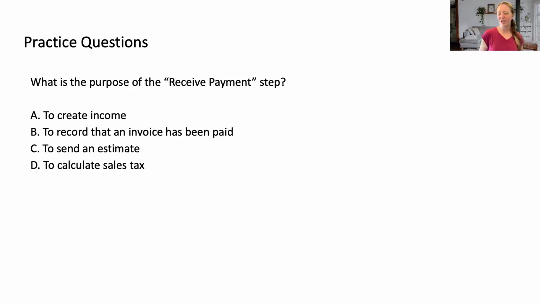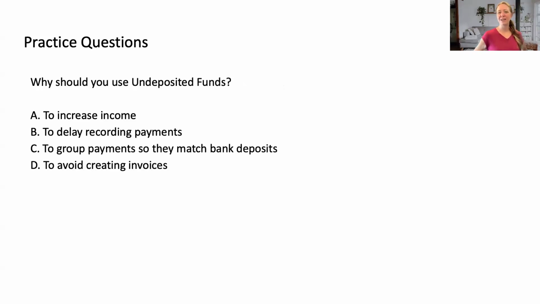This is kind of a trick question too, because it's kind of also A, right? This is where it's creating it as actual income. This is where it's removing it then from accounts receivable and giving us credit for that income that's happening over on our profit and loss statement. But technically the answer to this one is B. I do get some that answer A to that one.